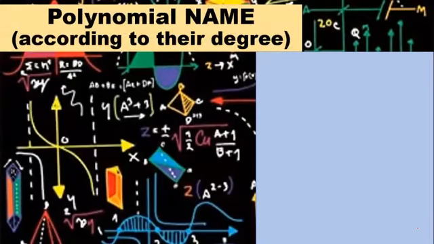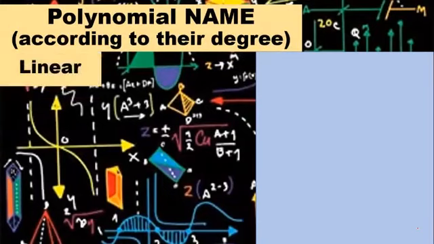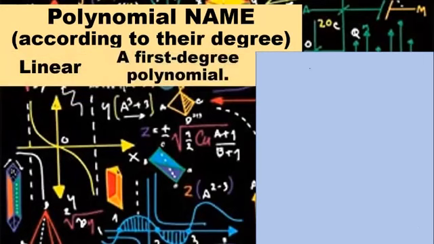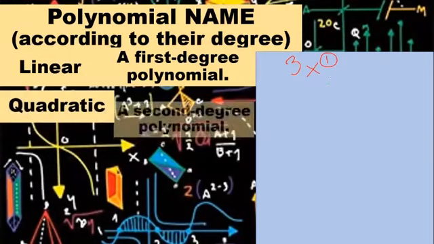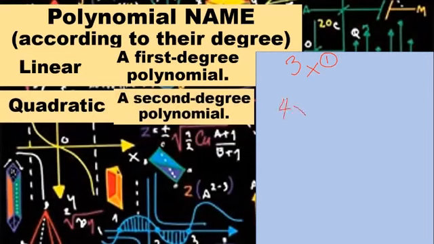Next, we can name the polynomial according to their degree. So linear, it is a first degree polynomial. Say for example, we have 3x. So the exponent of x is 1. So therefore, this is a first degree polynomial. So therefore, this is a linear. Next, quadratic. A second degree polynomial. We have 4x squared plus x plus 1. So the first term, we have 4x squared. We have the exponent of 2. So therefore, this is a quadratic.